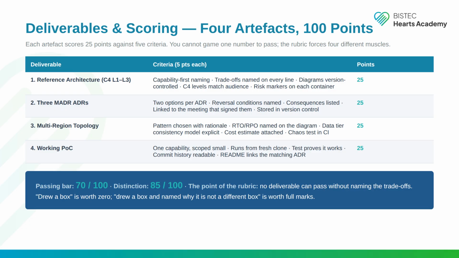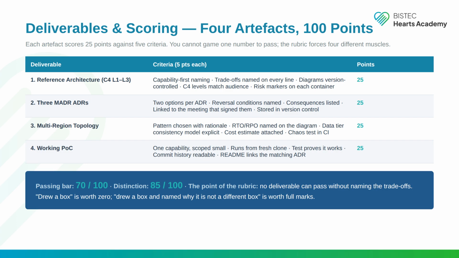25 points split across 5 criteria. Capability first naming, trade-offs named on every line, diagrams version controlled, C4 levels match the audience, and risk markers on each container. If your diagram has no risk markers, it is not a reference architecture, it is a logo wall.